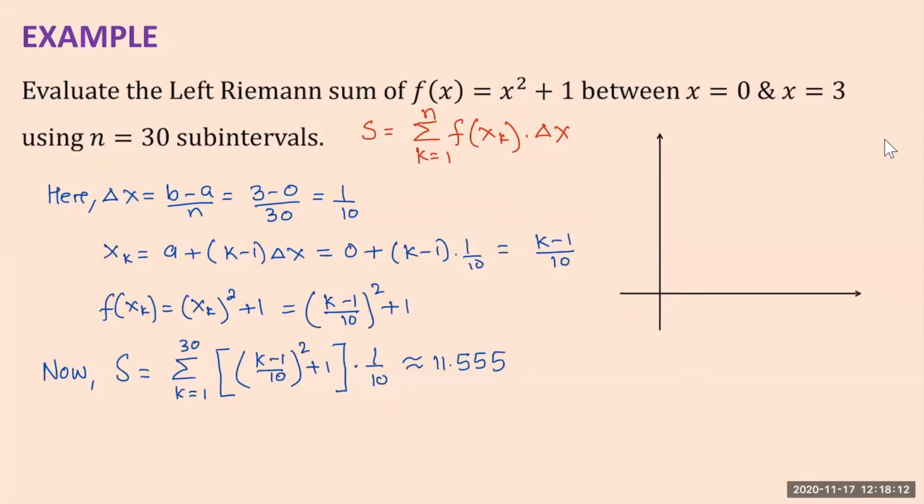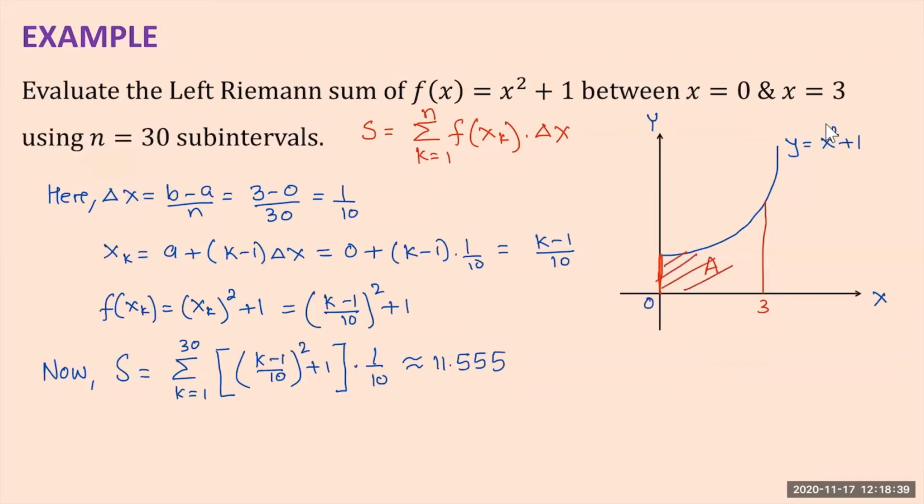So I can draw like this. This is y equal to x squared plus 1. That is my x-axis. That is y-axis. This is origin. And I want to estimate the area from x equal to 0 to x equal to 3. X equal to 0 is here up to x equal to 3. And then I want to find this area. How much is this area?